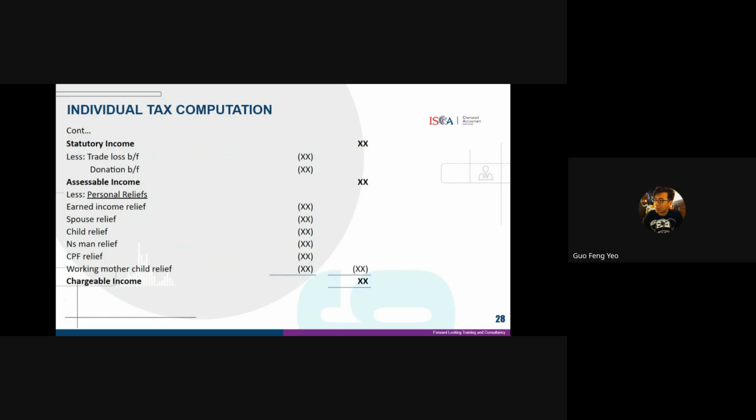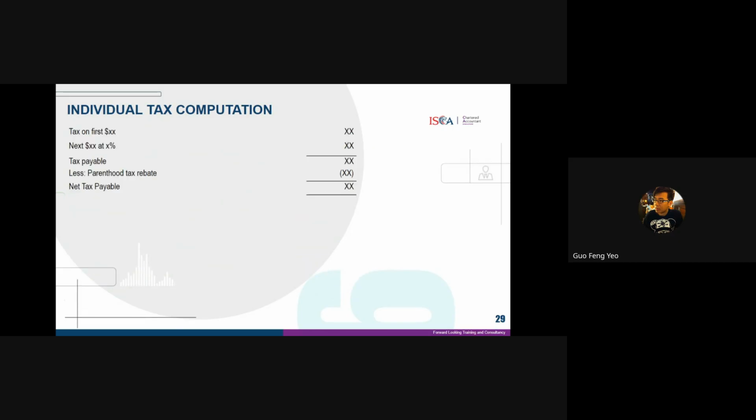One thing to note, all reliefs must be kept at 80,000 in total. So in a situation where an individual's relief exceeds 80,000, it will be capped at 80,000. From then on, you will work out your chargeable income. One notable point here is that you can see the parenthood tax rebate is applied against the tax payable. As mentioned, that is not strictly a relief, more of a tax credit.